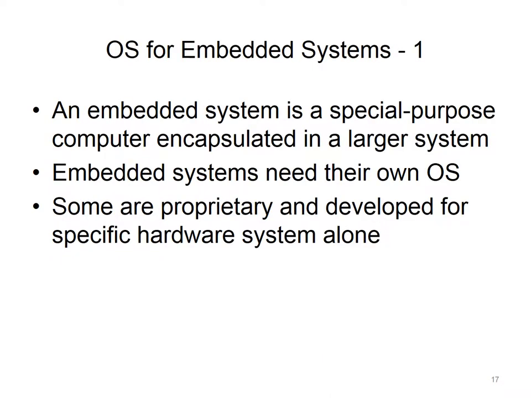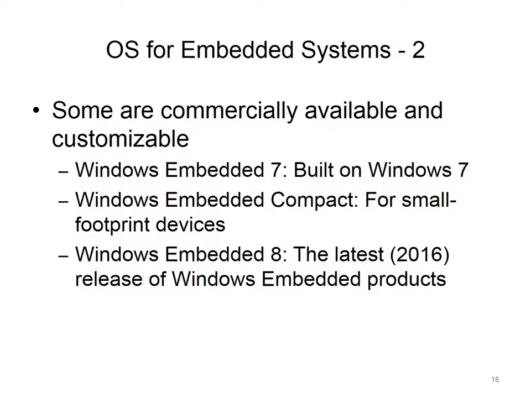An embedded system is a special-purpose computer encapsulated in a larger mechanical or electrical system. There are embedded computers in everything, from home appliances to power steering modules to home electronics. These systems still need their own operating system. Some operating systems are developed specifically for those devices and are proprietary. Some embedded systems are commercially available and customizable.